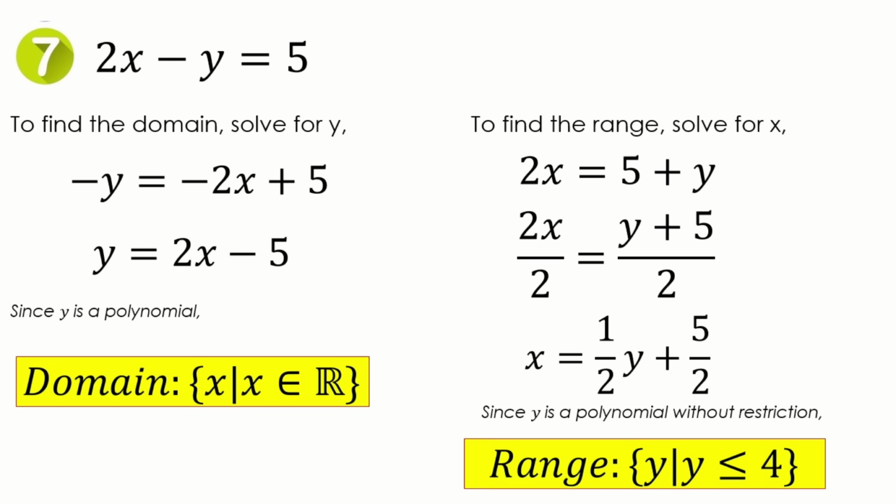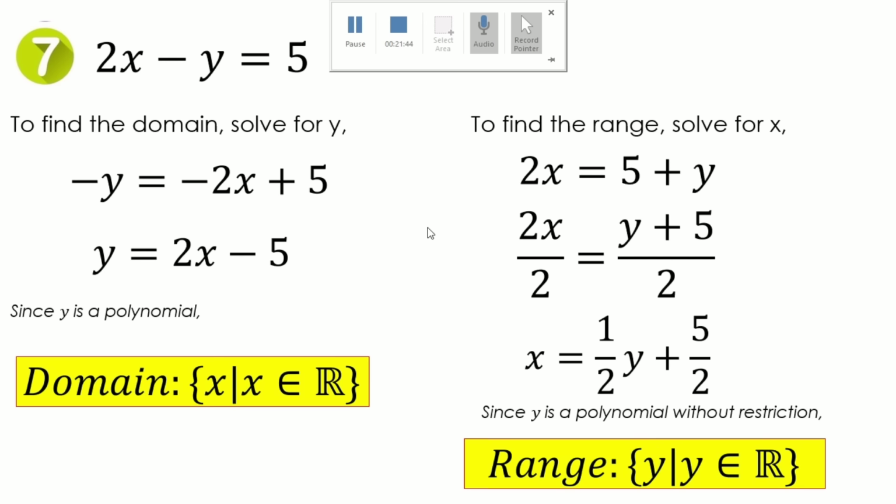What will be the value of your range? That's also a set of all real numbers, because there is no restriction. And your x is a polynomial. This is just x that was not replaced. Okay? So, your x is a polynomial without restriction. So, therefore, our range is a set of all real numbers.